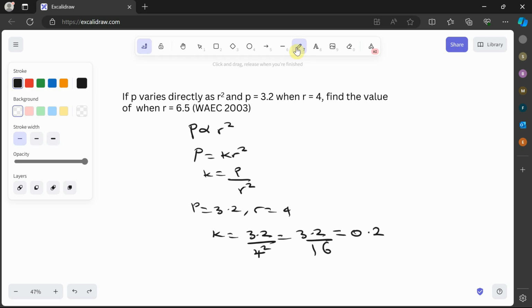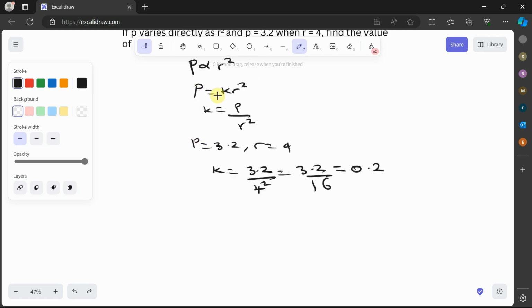Now that we know k is 0.2, they said that we should find the value of p when r is 6.5. We know that p is equal to k r squared from this equation here. We know our value for k, and we know our value for r. So k is equal to 0.2, and r is equal to 6.5. Let's substitute. We know that p is equal to k r squared. So that will be p is equal to 0.2 times 6.5 all squared.